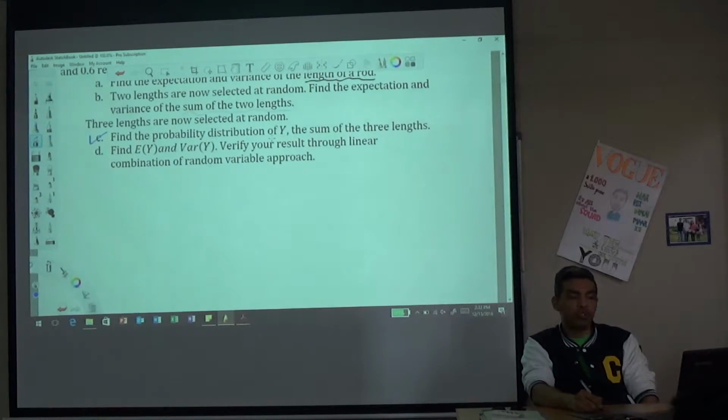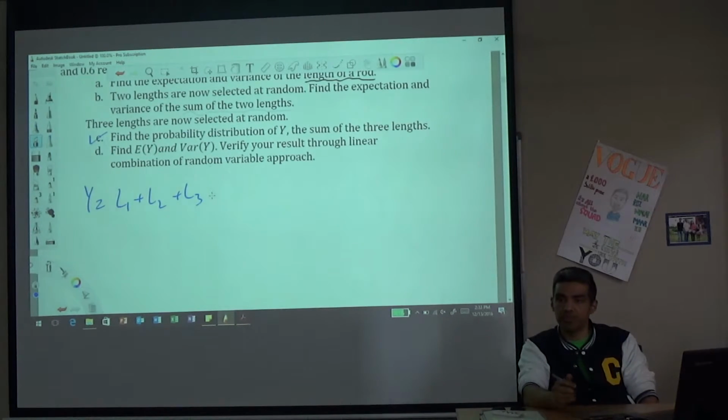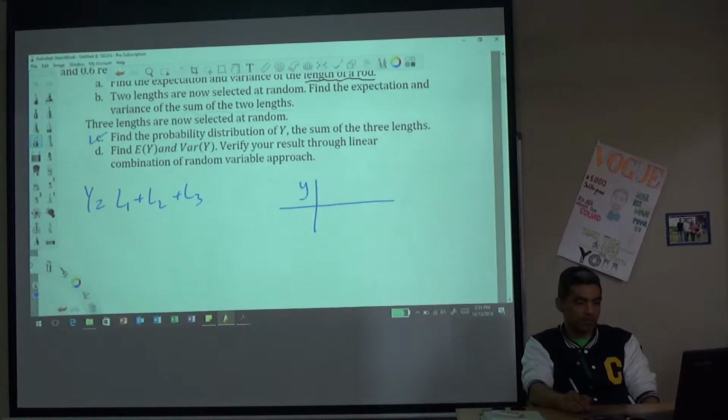Find the probability distribution of y. Okay, what is y? Y is 3 lengths selected. So it's a sum of 3 lengths L1, L2 and L3. Let's say I don't know how to get the expected values right now. By the way, he's asking for the entire distribution. So if he's asking for the entire distribution, the distribution of y, what would be the values here?